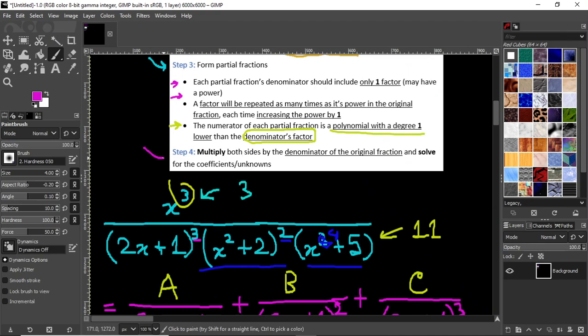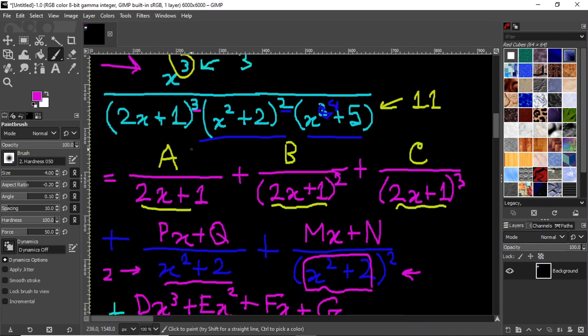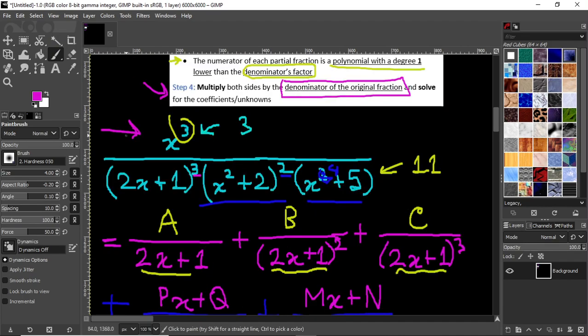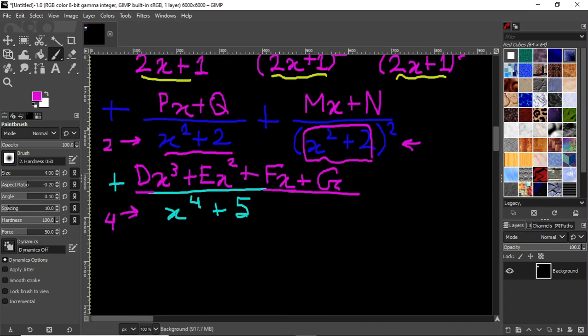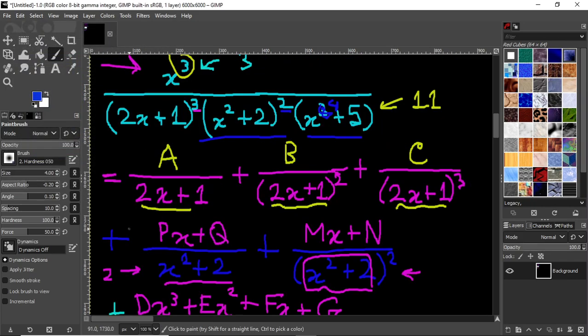Anyways, moving on to the 4th step: multiply both sides by the denominator of the original fraction, this one, and solve for the coefficients and unknowns. Basically, I didn't go to the other side because I'd have to scroll left and right always. But this is an equation, right? I set up an equation, the left hand side is equal to the right hand side. What I'm going to do is multiply both sides by this large denominator of the original fraction.